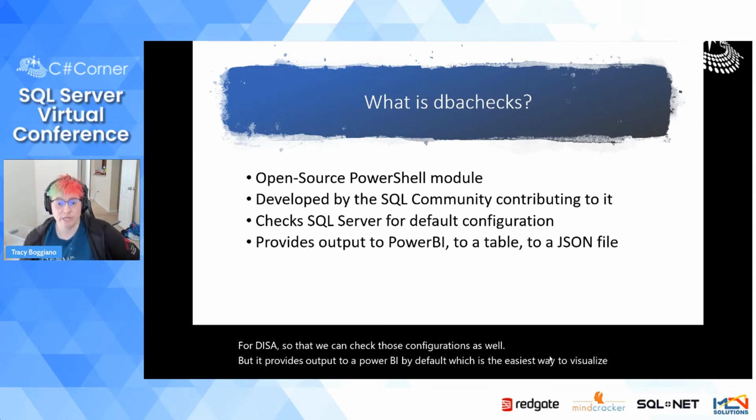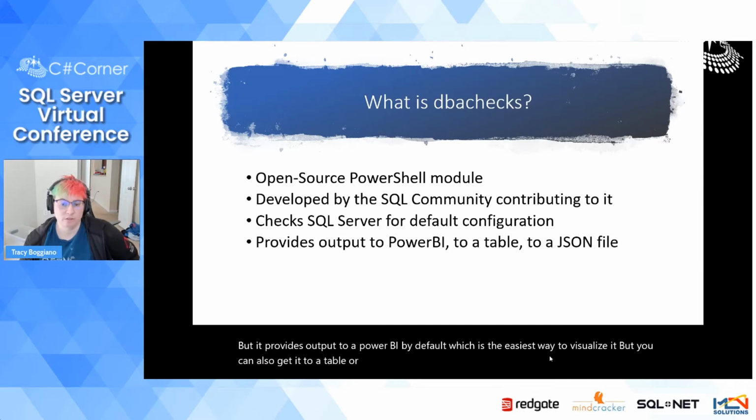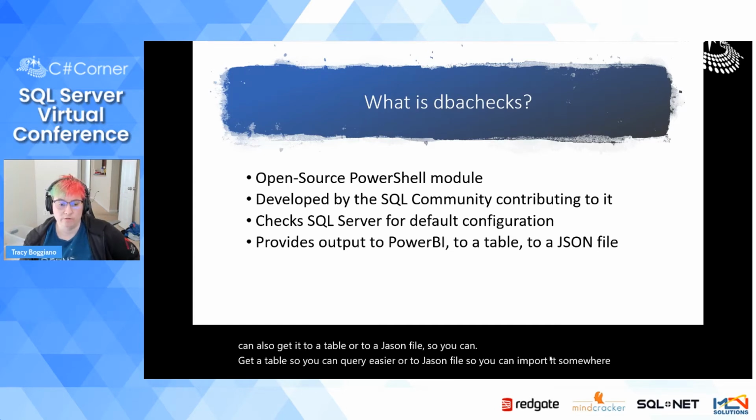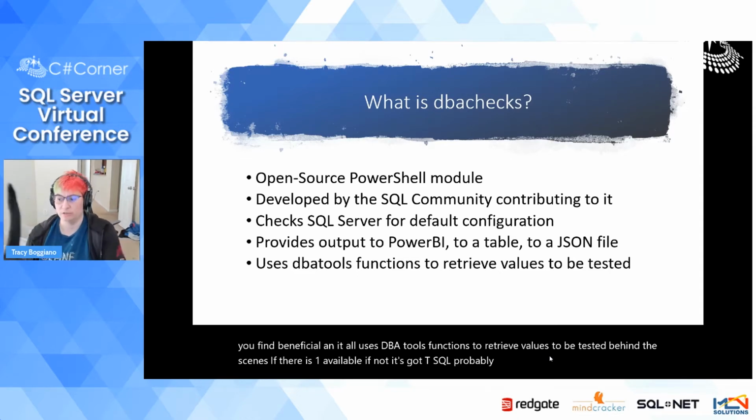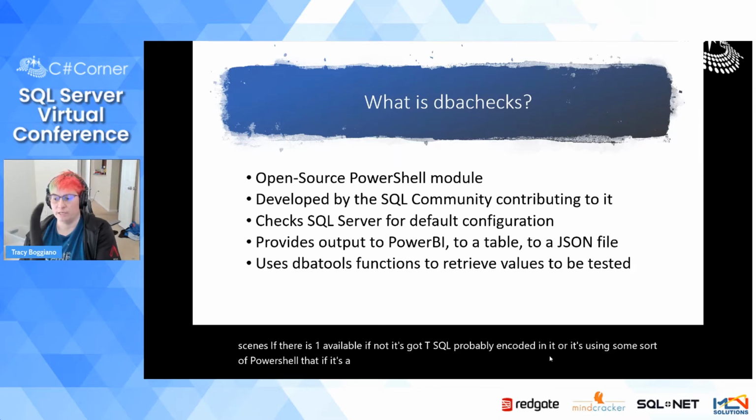But you can also get it to a table so you can query it more easily, or to a JSON file so you can import it somewhere else that you find beneficial. It all uses dbatools functions to retrieve the values to be tested behind the scenes, if there is one available. If not, it probably has T-SQL encoded in it, or it's using some sort of PowerShell if it's a Windows-related thing that it needs to check.